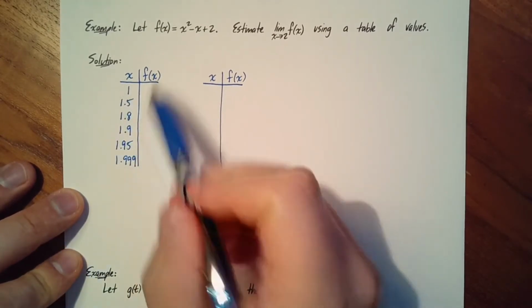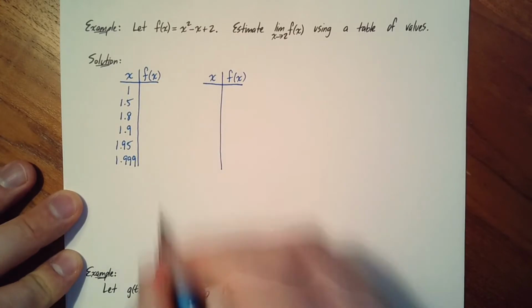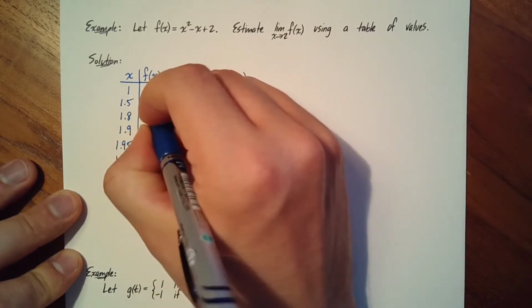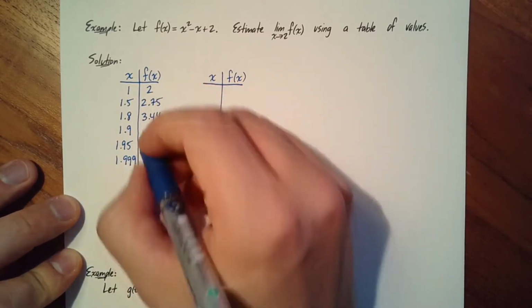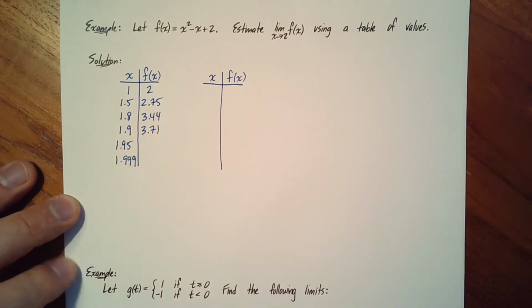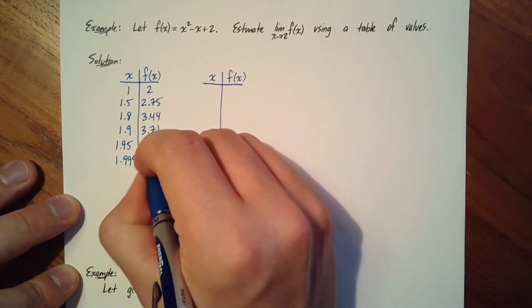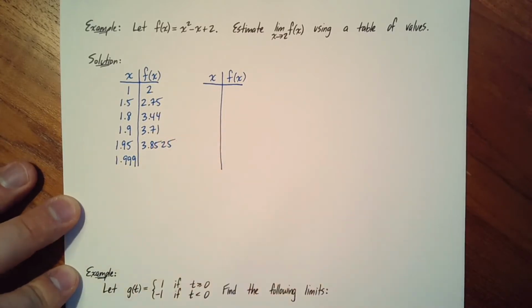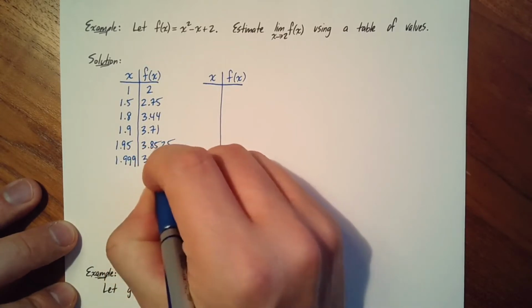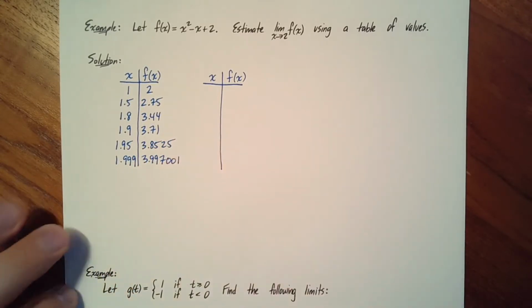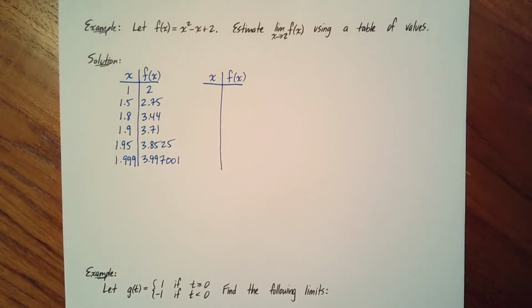If you plug each of these values into the function f and work out the corresponding output values, you're going to get 2, 2.75, 3.44, and if you plug in 1.9, you get 3.71. If you plug in 1.95, you'll get 3.8525, so the decimal is getting a bit longer now. And if you plug in 1.999, you'll get 3.997001. You can see how it would be quite tedious to work these out by hand, and it's not really that useful to do so. If you have a calculator handy, great, check that these are the values you get. If not, just take my word for it.